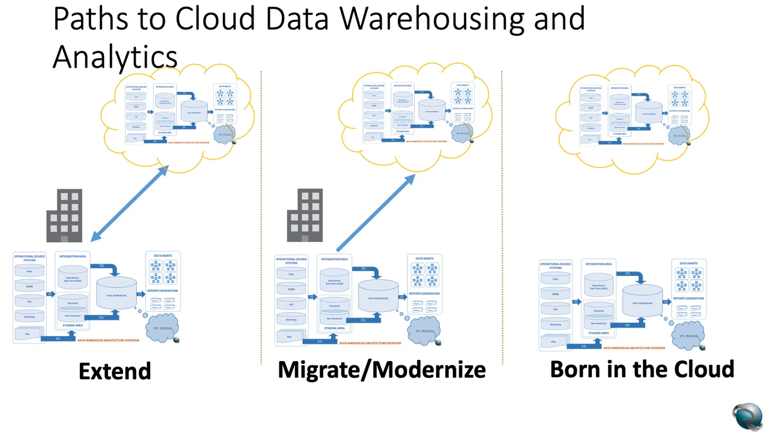The last option here is born in the cloud. It is for new organizations. They don't need to build a traditional warehouse with all the services sitting in their ecosystem. Rather, they build everything on the cloud ecosystem using AWS. So these are the three major paths for your cloud data warehousing environment.